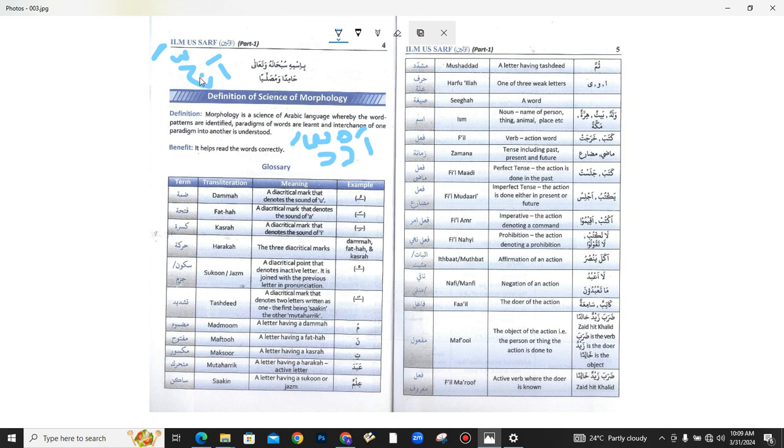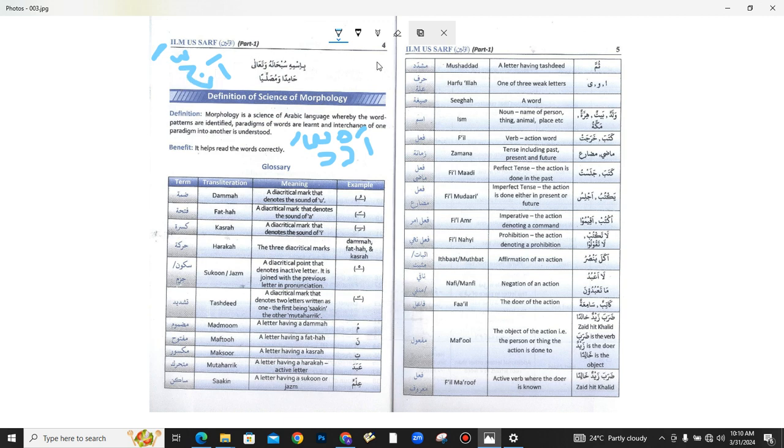But what was the rule? If I split it, it would become aj-ja. But if I merge it again, as the rule is, it would become ajja. So in short, wherever tashdid is written, we just give it an echo loud sound, like ajja. Now it would become ajja.